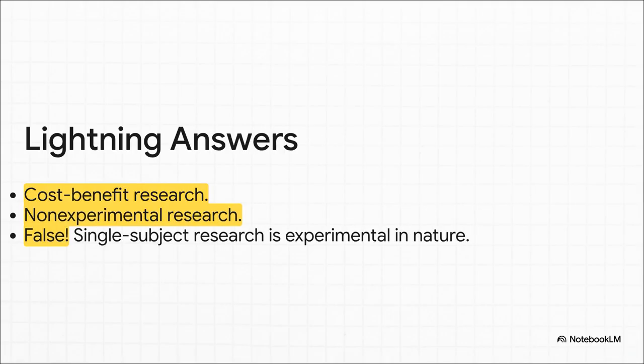Here are the answers. Number 1 was cost-benefit research. Number 2, all of those are examples of non-experimental research, where you're just observing what's already there. And number 3 is false. This is a tricky one, but so important. Single-subject research is absolutely experimental because the participant serves as their own control, experiencing both the test and control conditions. It is not just a description. And that is the final buzzer.